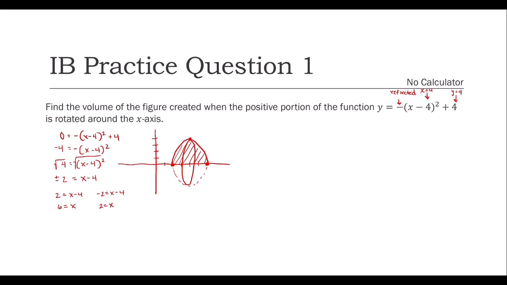So to find the volume, our volume will equal pi times the integral from our first x value to our second x value, so from 2 to 6, of our function y squared. So of (negative (x minus 4) squared plus 4) all squared dx.